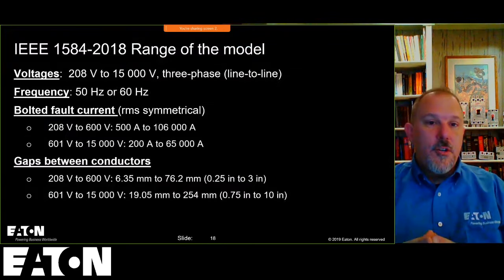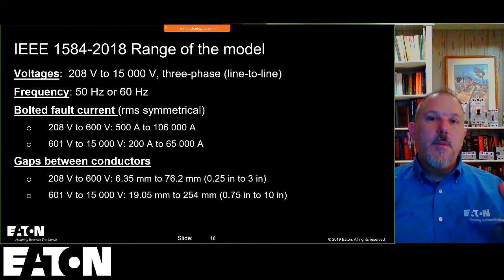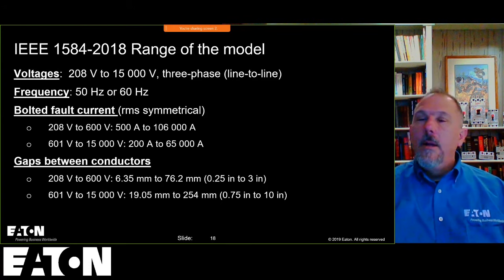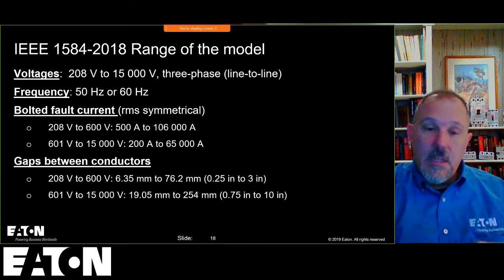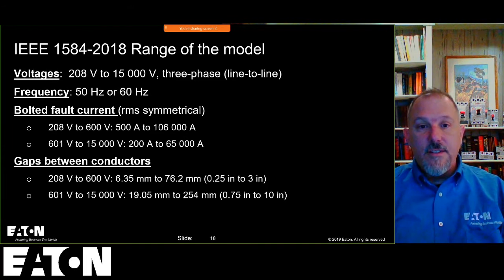Now it's important to understand, just like in anything, what are your boundaries? What are your limitations from a calculation perspective? 1584, the 2018 and the 2002 version, are valid from 208 volts to 15,000 volts. So that's your range. And remember, they talk about the three-phase line to line.